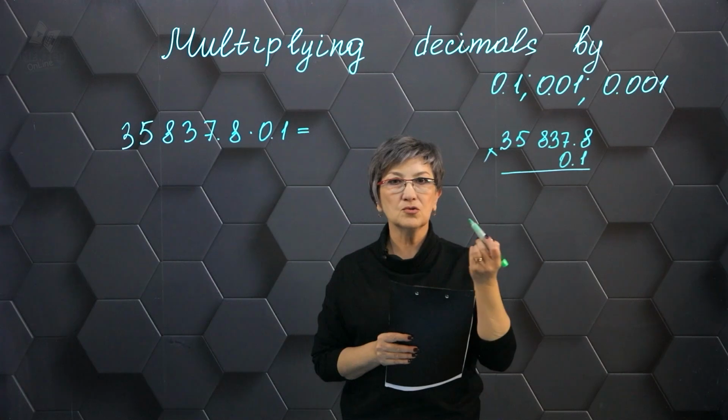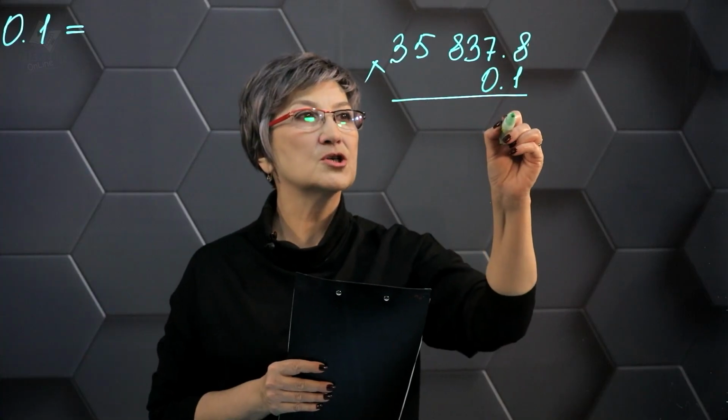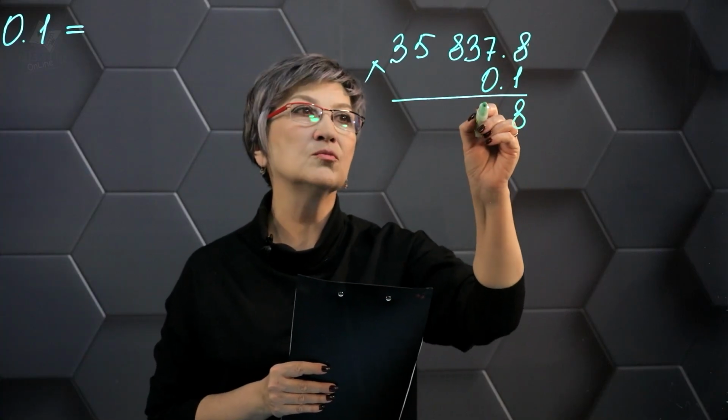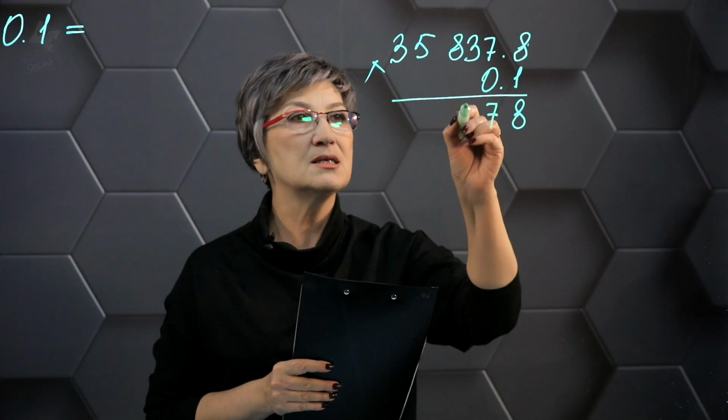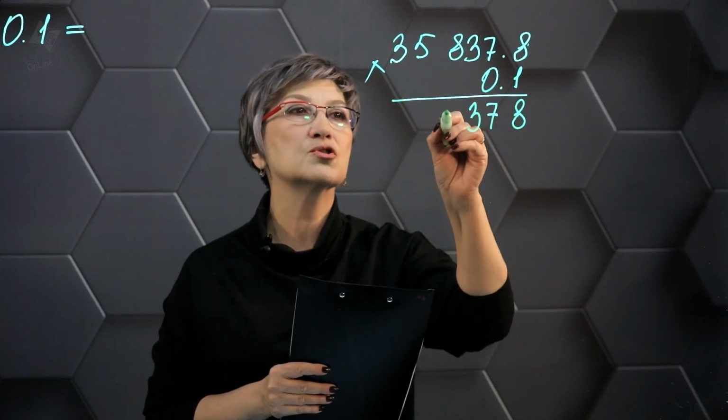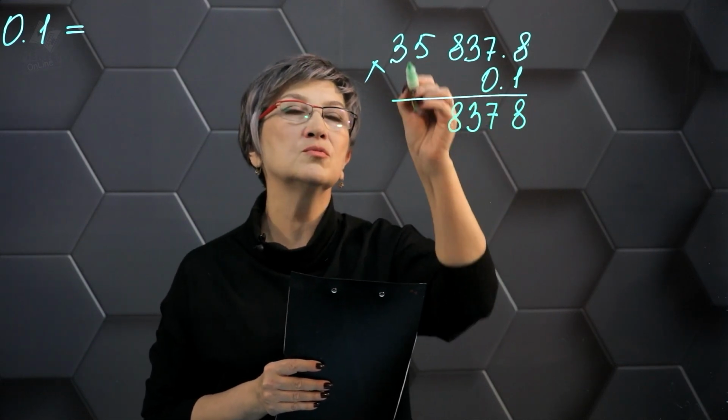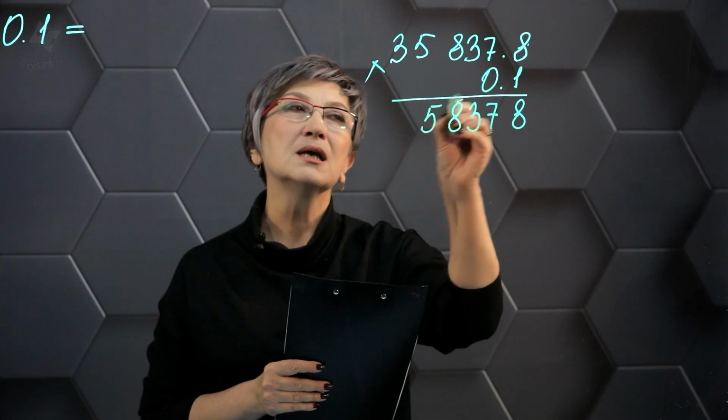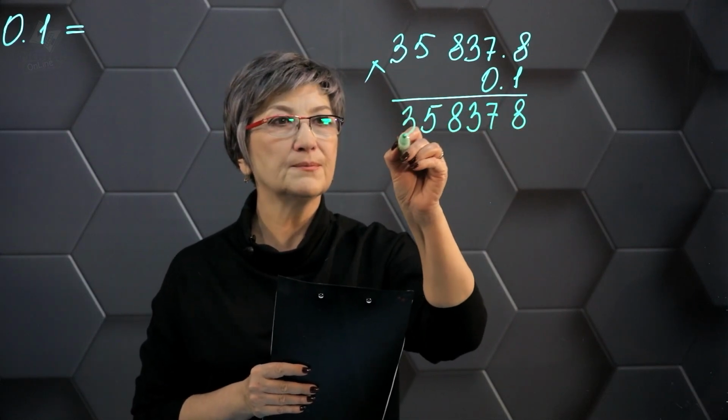What do I get? 1 I multiply by 8, it will be 8. 1 multiplied by 7, it will be 7. 1 by 3, it will be 3. 1 multiplied by 8 is 8. 1 multiplied by 5 is 5. And 1 multiplied by 3 is 3.